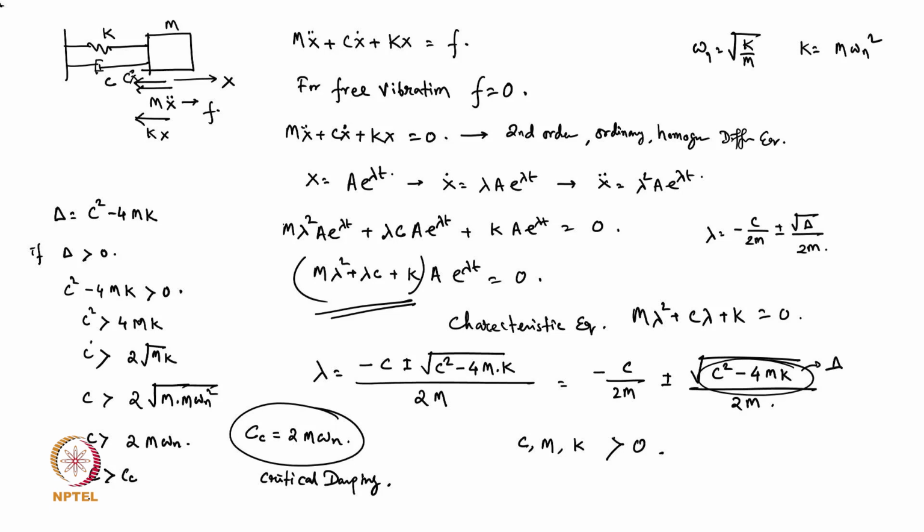If c is equal to Cc, that means this delta will become 0. Exactly. So if c is equal to Cc, that implies delta will be equal to 0. If c is greater than Cc, that implies delta is greater than 0. If c is less than Cc, that implies delta should be less than 0. All of you agree with me?